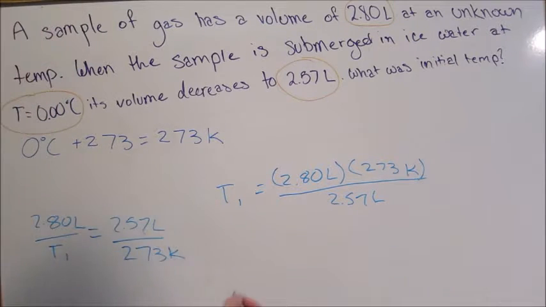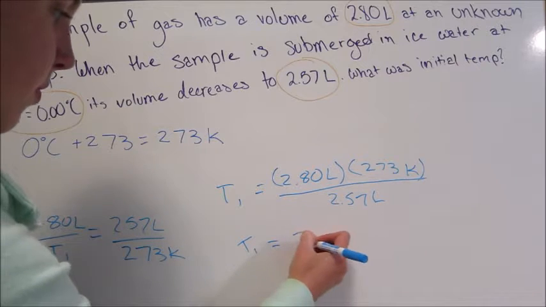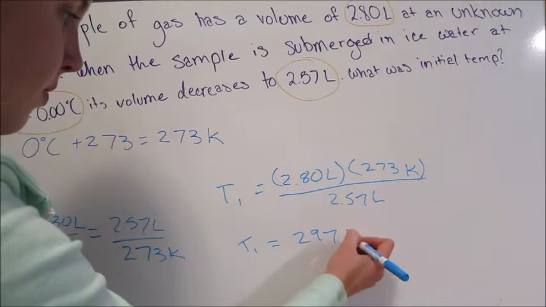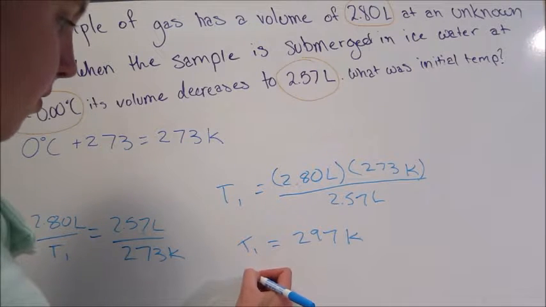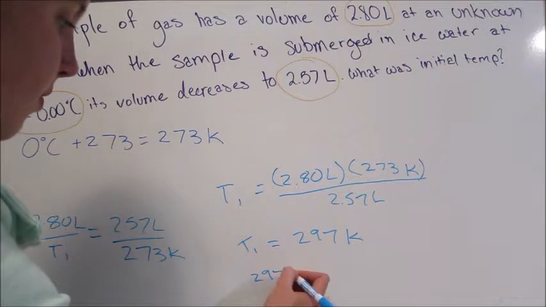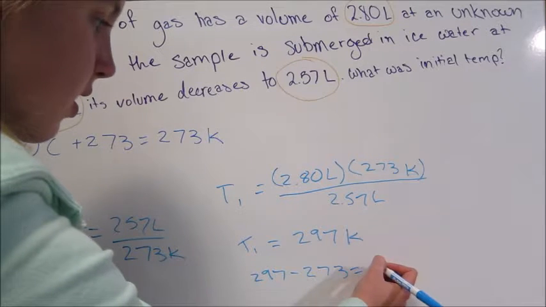And then our answer comes out to be 297 Kelvin. And then if you subtract 273 from that, you end up with 24 degrees Celsius.